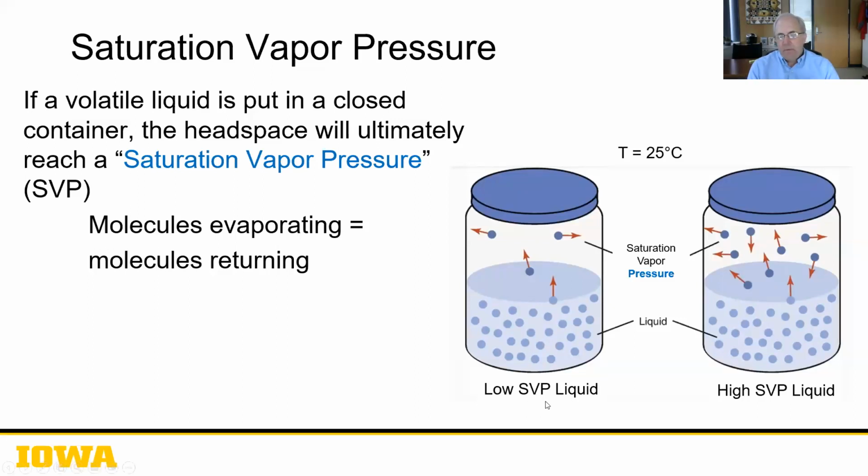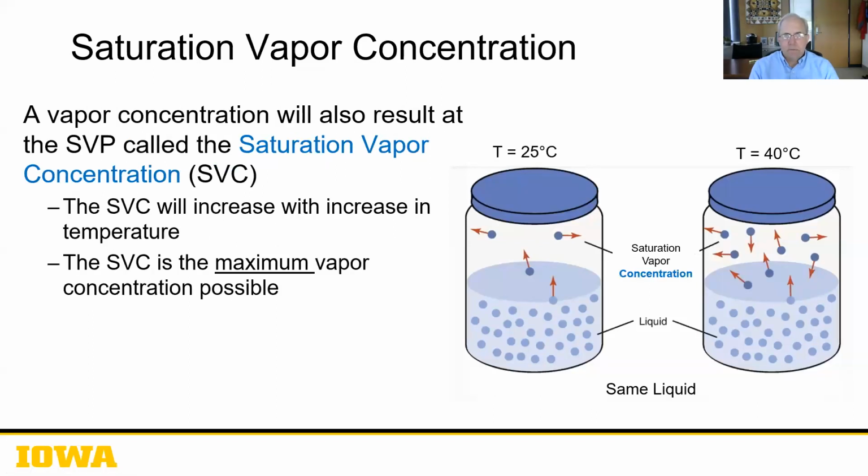So you can imagine that if you have a, quote unquote, low saturation vapor pressure liquid at this certain temperature, you'll have lower pressure, and of course a high one will result in higher pressure. Now, in the world of industrial hygiene, we don't care so much about the pressure, we care about the concentration. So yes, there is such a thing as a saturation vapor concentration.